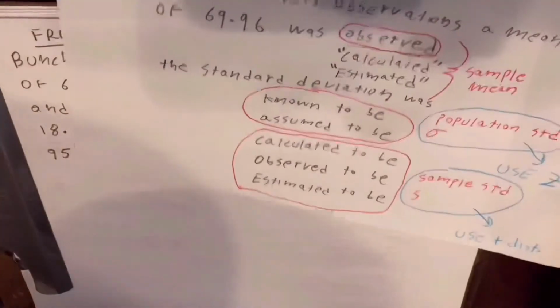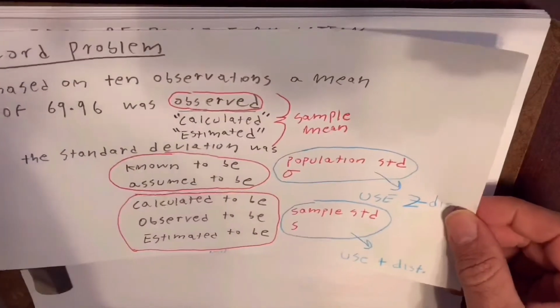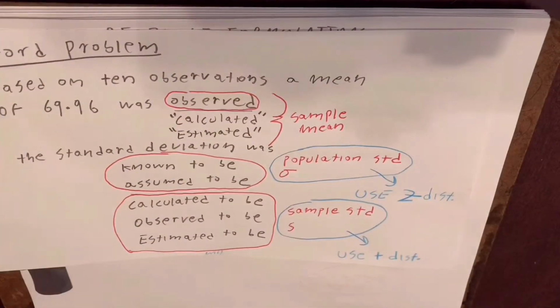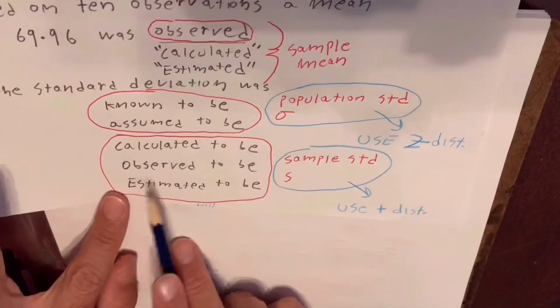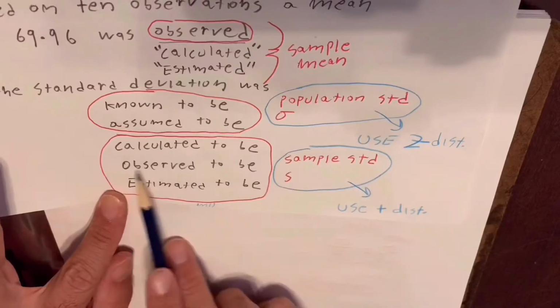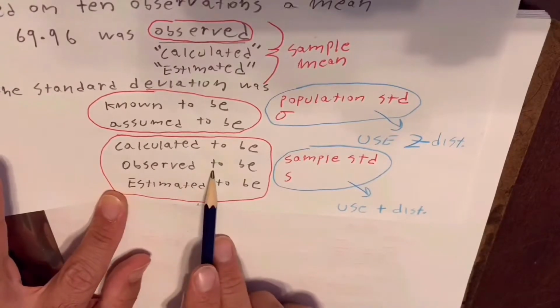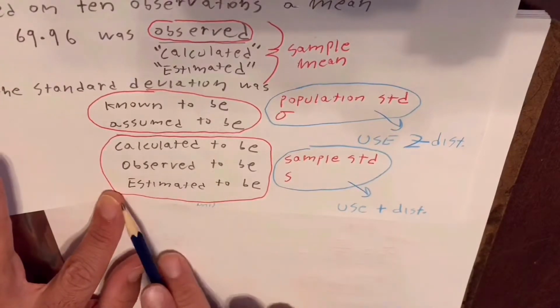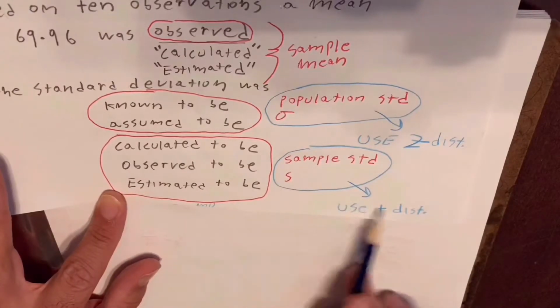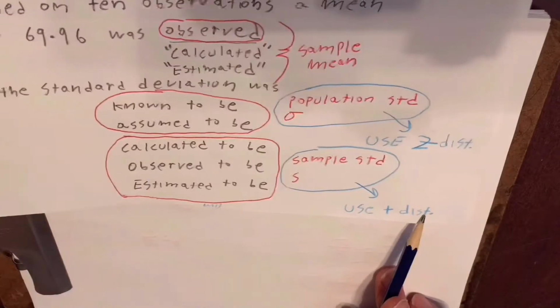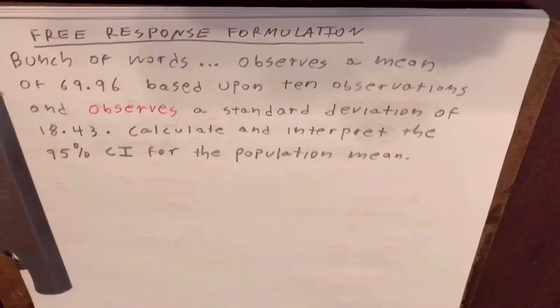So if you recall, I told you that the way we can determine whether to use the Z distribution or the T distribution are in these key words. So notice here we say observes a standard deviation. And I said if it says something like the standard deviation is observed to be, or calculated to be, or estimated to be, these are the key words that tell us to use the T distribution. So I'm going to write this down for you.